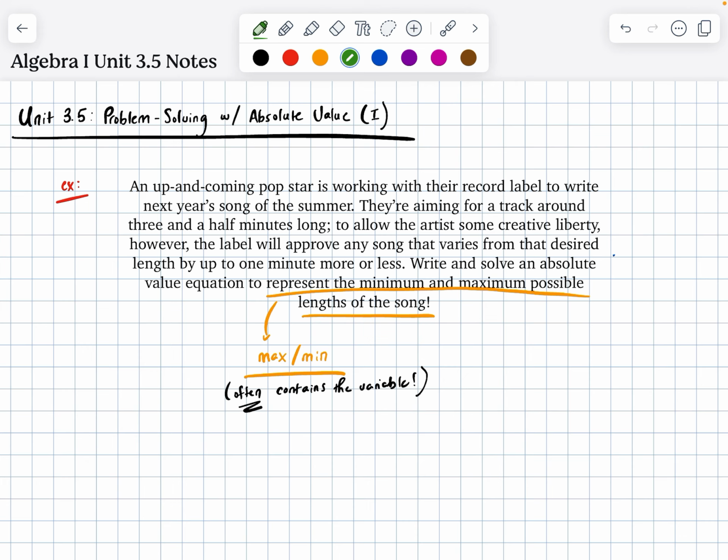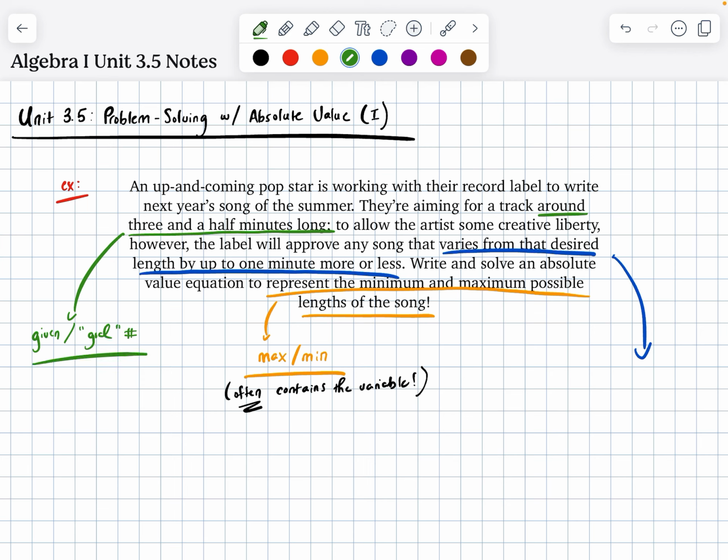Okay. Another thing that you might have noticed, I'm told that I'm desiring a track length of about 3.5 minutes long, but I'm told that I could vary from that desired length by up to 1 minute more or less. These 2 things that I've underlined in green and blue, I know color, that's why I teach math. These 2 things are our 2 other parts of our problem. The green thing, this desired number or this goal number, we're going to call it our given number. Often it serves as a goal number, so I'll include that as well.